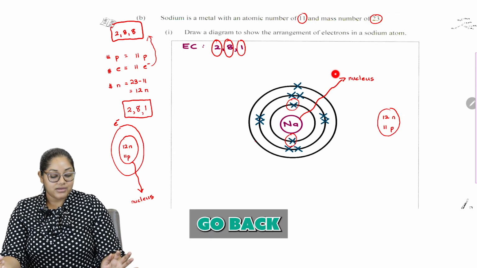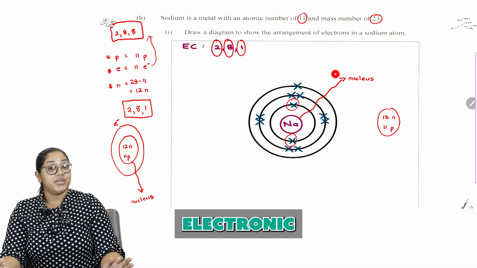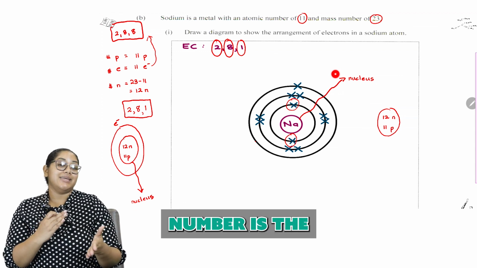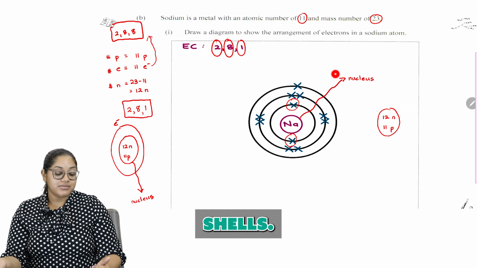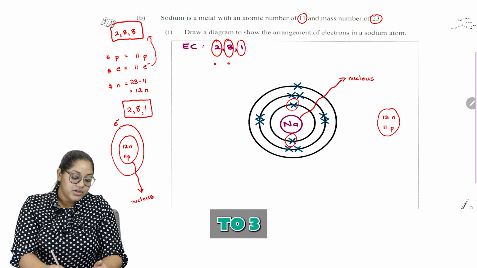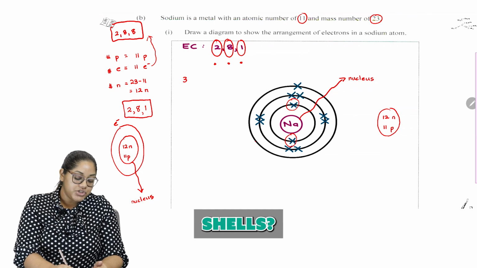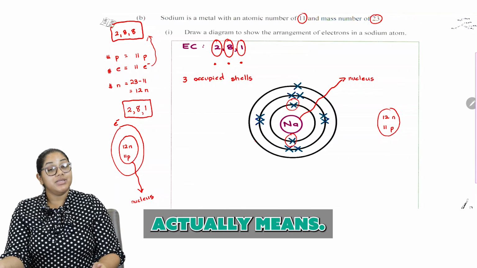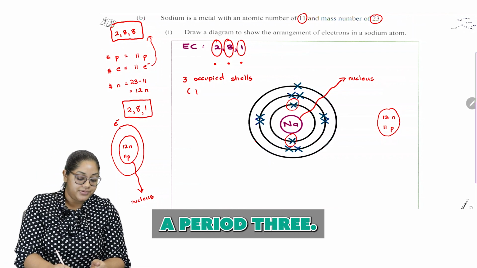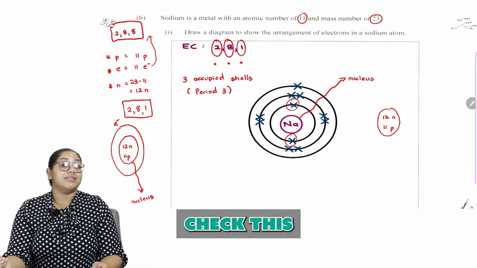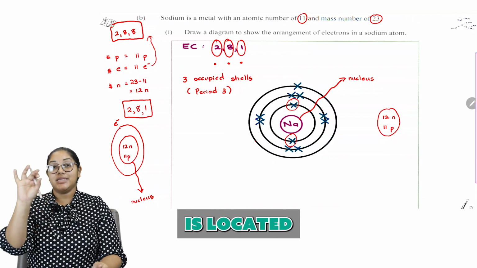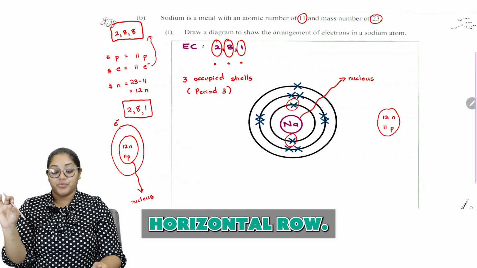So let's go back to take a look at our electronic configuration. Our period number is the number of occupied shells. So are you saying that sodium has 1, 2, 3 occupied shells? So it actually means that sodium belongs to period 3. And feel free to double check this with an actual periodic table.